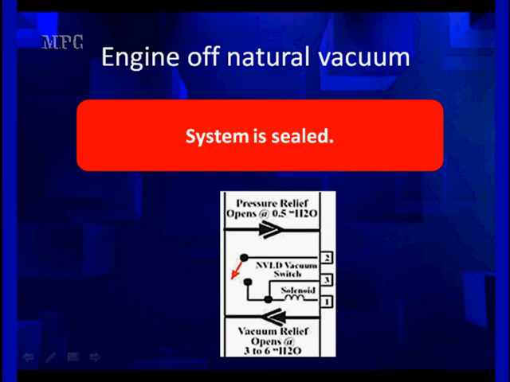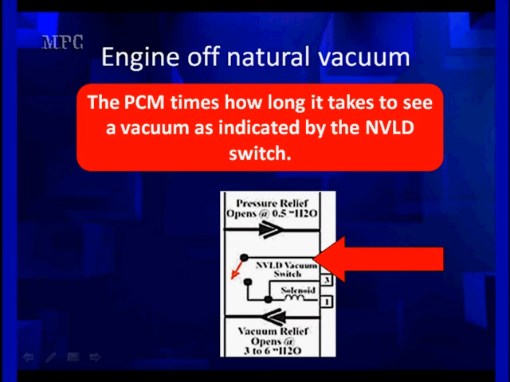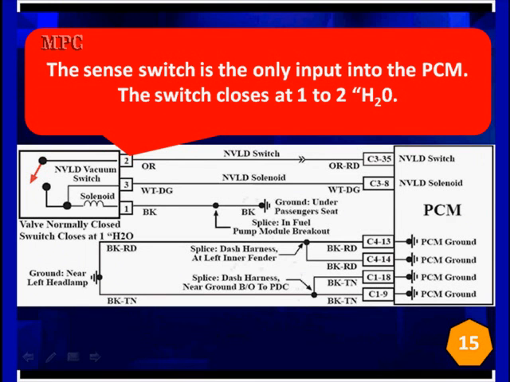With the system sealed and the solenoid not on, we're going to wait and watch this switch. The vacuum switch closes when the vacuum develops. The PCM times how long it takes to see the vacuum as indicated by the natural vacuum switch. It can go some very long times. This switch normally closes at around 1-2 inches of vacuum.